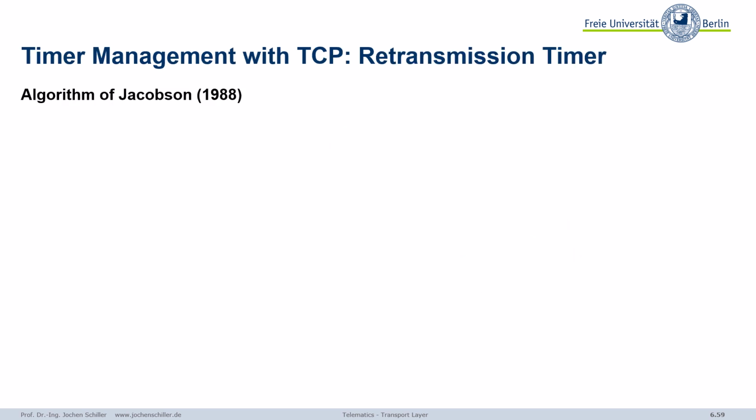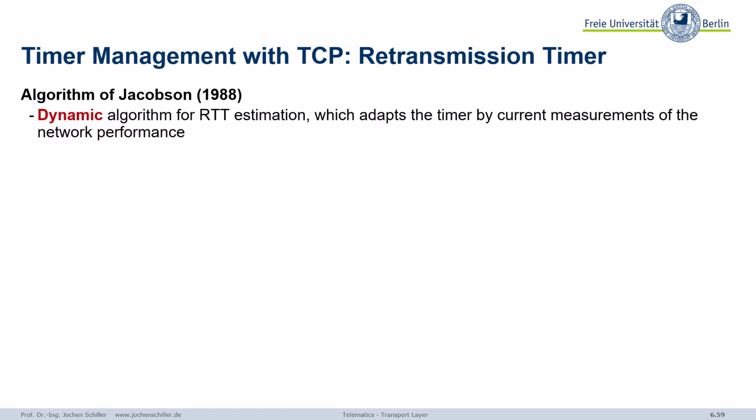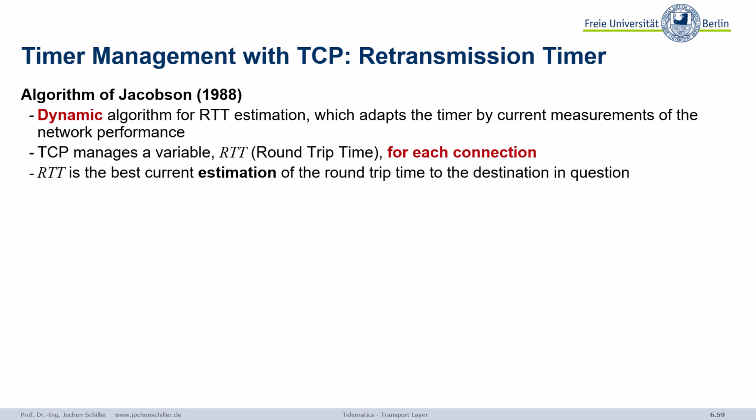And this is exactly where an algorithm from Van Jacobson comes into this. So we have a way of dynamic calculation of the round trip time, and this is used then to adapt our timers. I just want to show you how this can be done. And this is also something where you can really optimize a lot, doing many PhD theses, on how you calculate the round trip time. So TCP manages a round trip time variable for each connection.